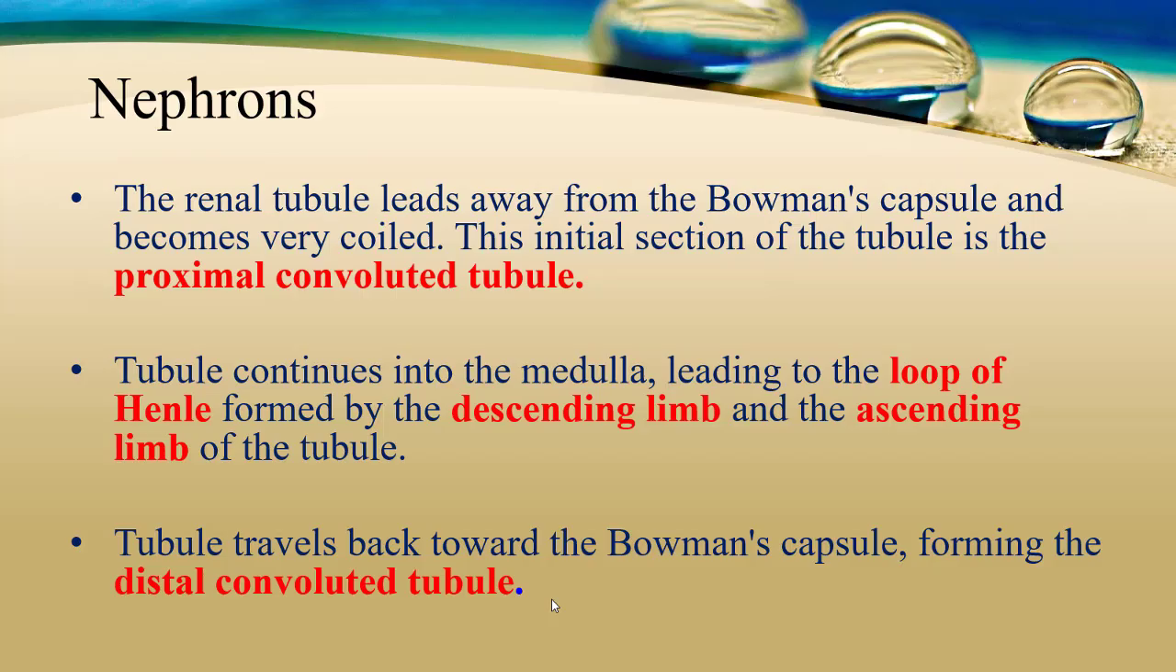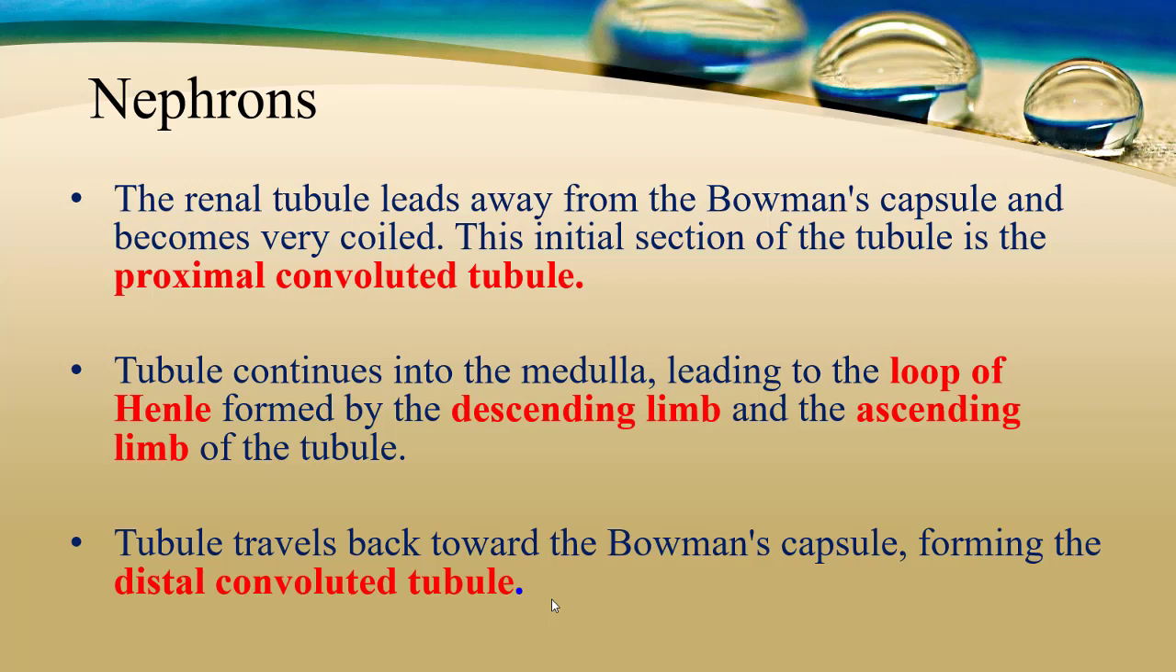Now when it comes to the nephron, the structures that enter the nephron that are around it, it's important to understand what these structures do. And the names can get a little cumbersome, but the name is telling you exactly where it is and exactly what it's doing. All right, so the renal tubule will lead away from the Bowman's capsule.